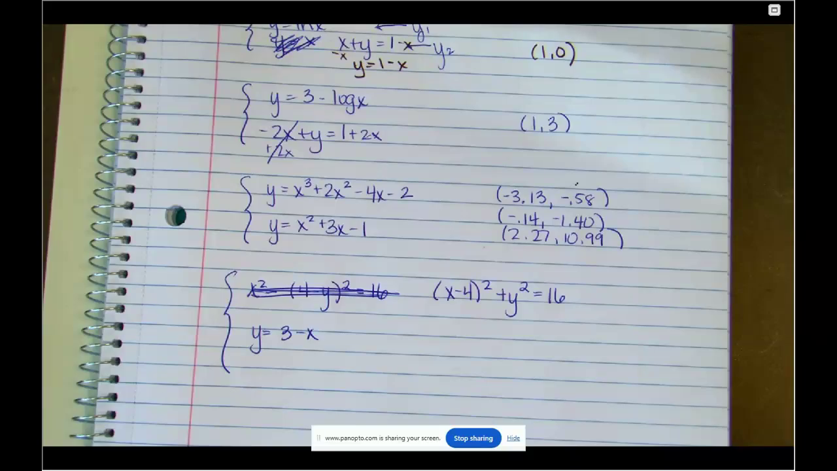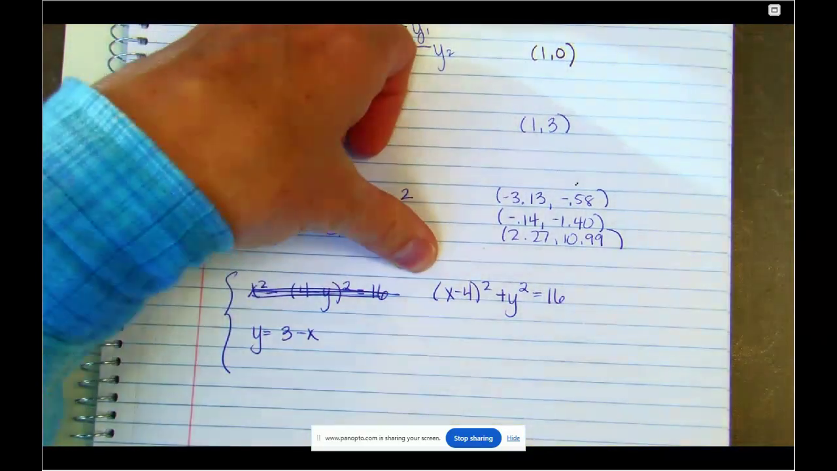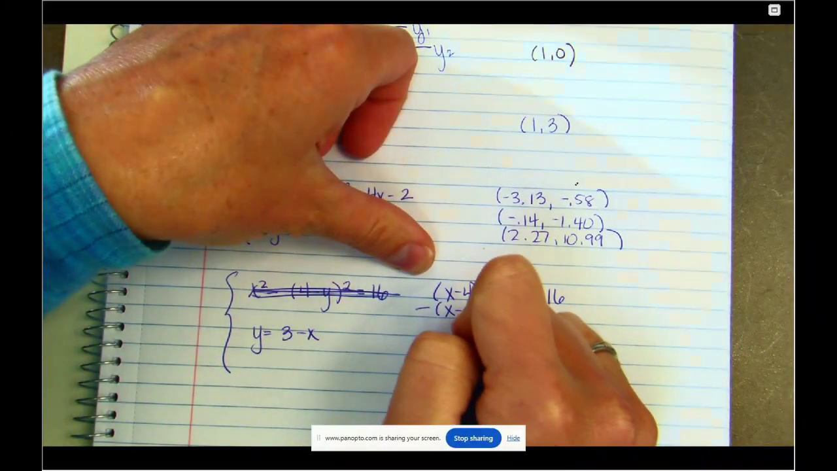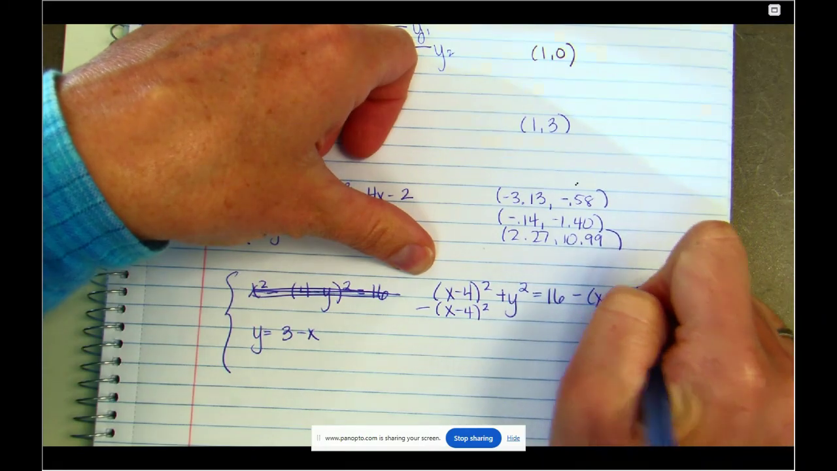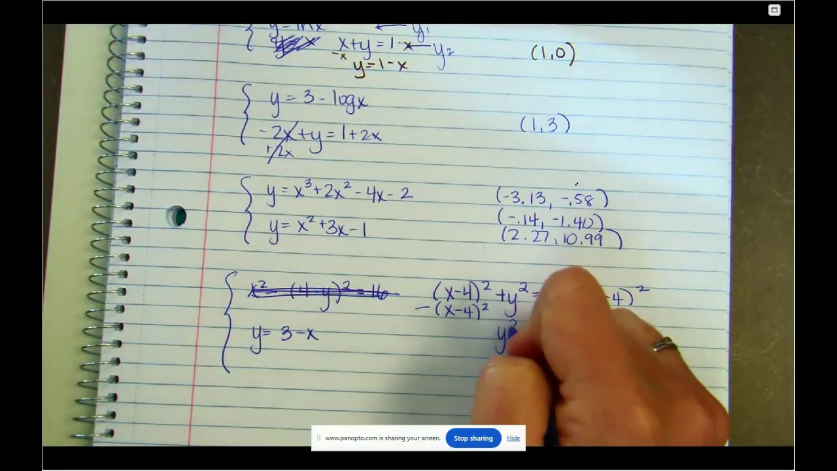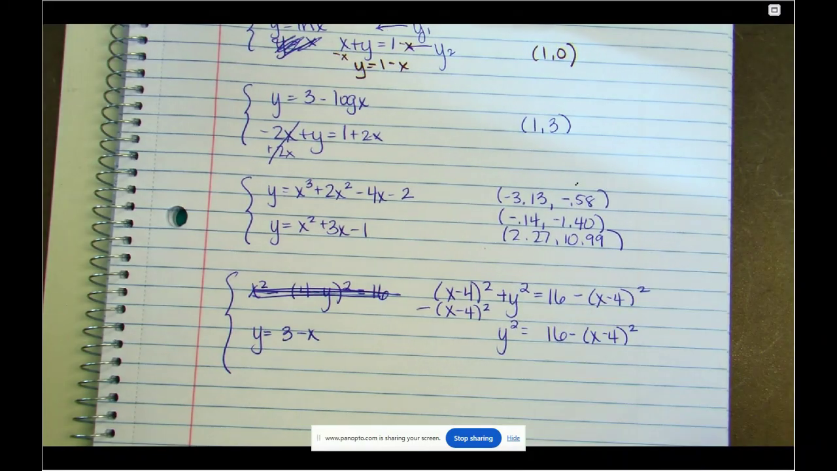Okay? What do you have to do with this first one? Expand it? No, don't even expand it. You've got to get y by itself. No, you can't square root. You have to move the x stuff first. Okay, then square root. So if we got y, I'm going to just rewrite it, of 16 minus x minus 4 squared. Okay?